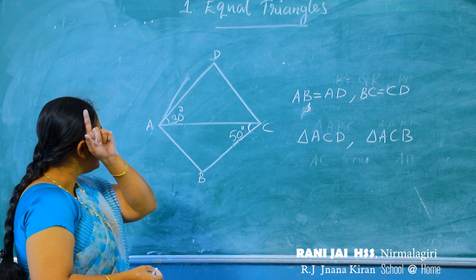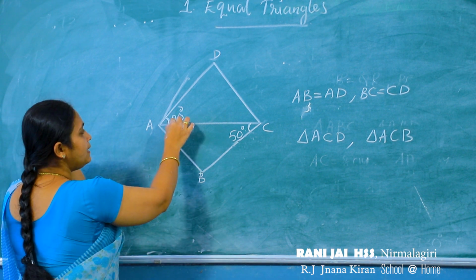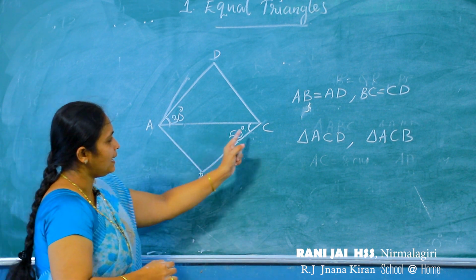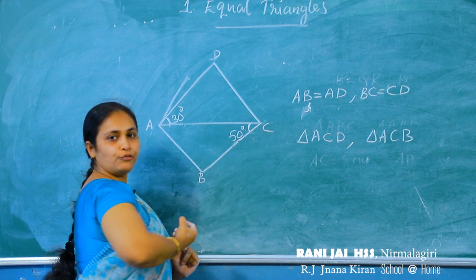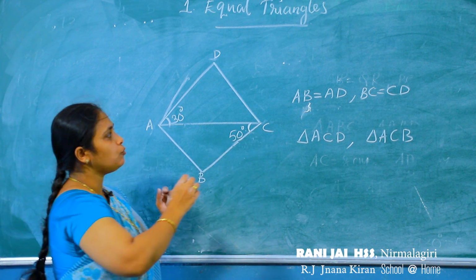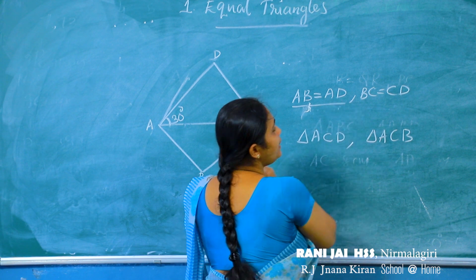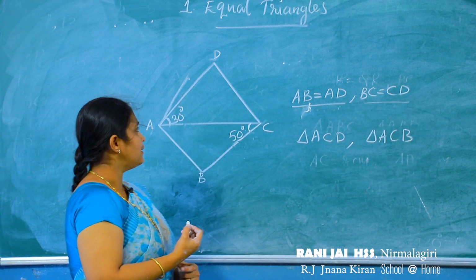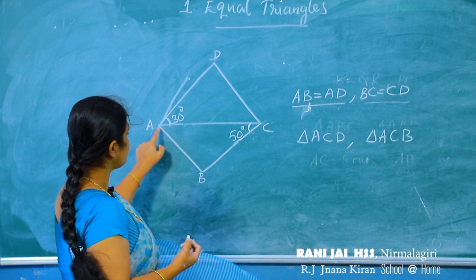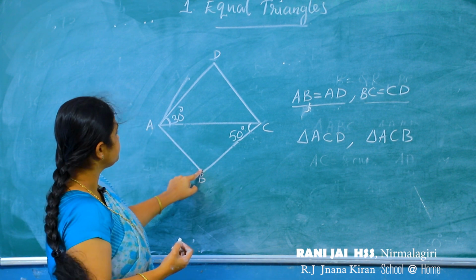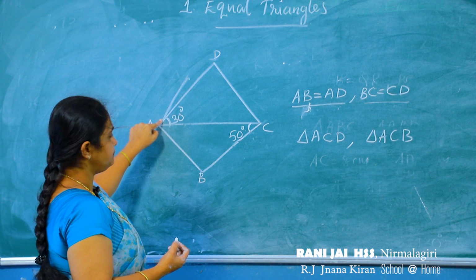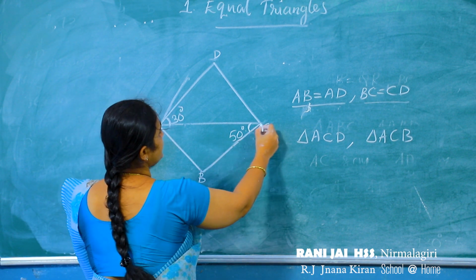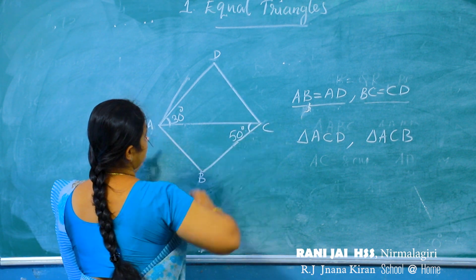ACB. Okay. It is given this angle equal to 30 degree and this angle is equal to 50 degree. And one more condition is given, AB equal to AD and BC equal to CD.